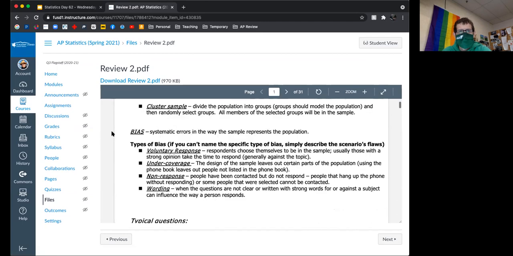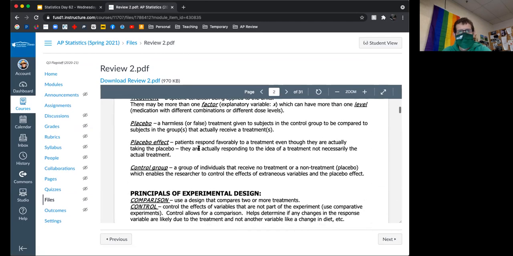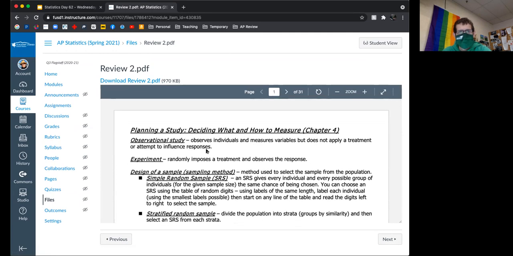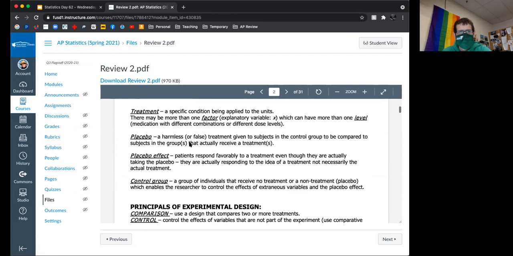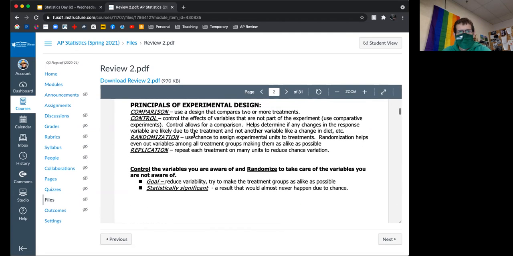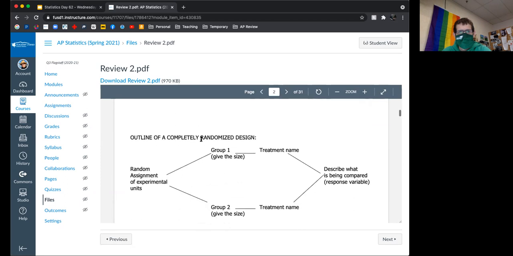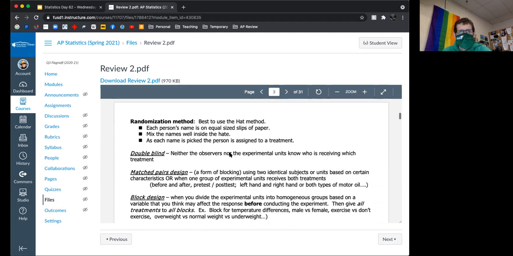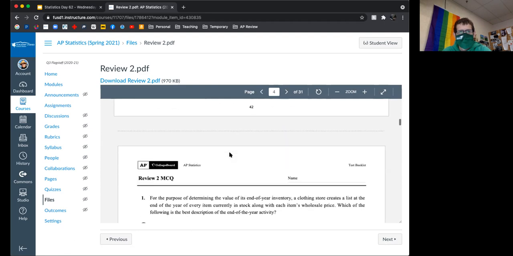So the first couple pages are going to be a review of terms and main ideas from, in this case, experimental design. So all the different types of sampling methods, the experimental design notation. Here's an experiment. And then all this fun stuff. I'm going to skip through this.